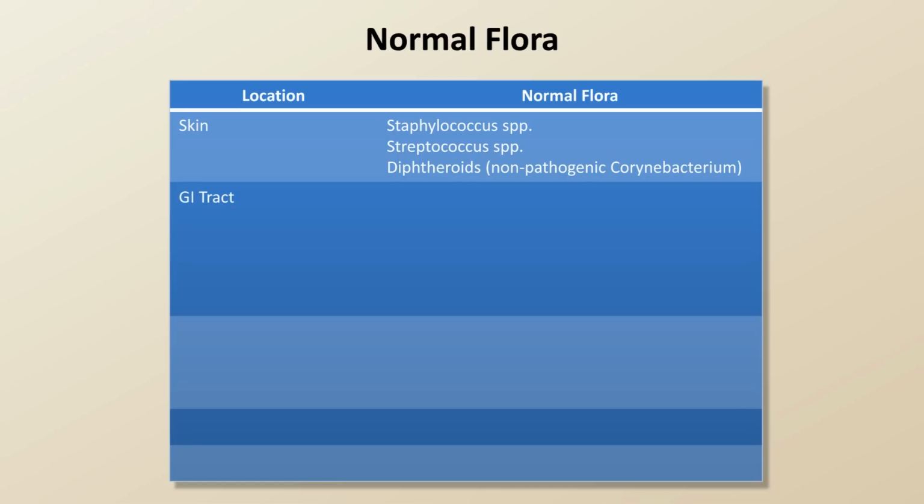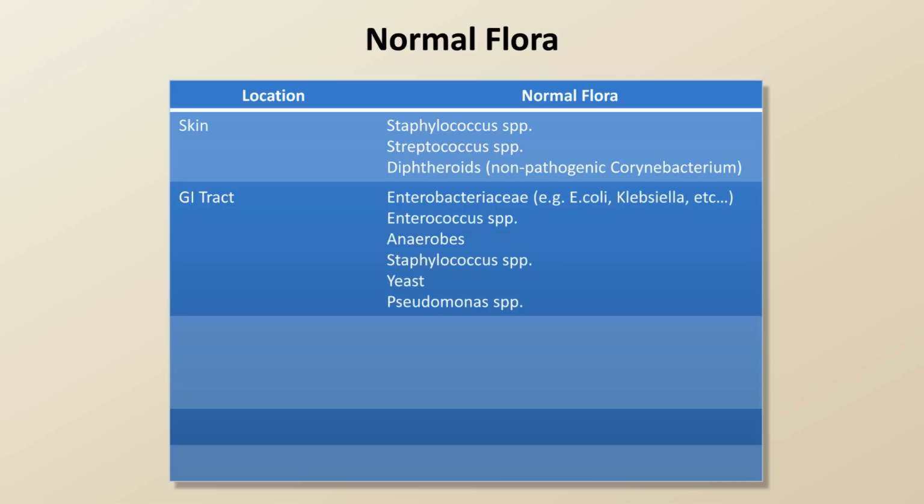The GI tract is full of dozens of bacterial species or more. The exact composition depends upon the specific location. In general, organisms which are universally present include many members of the Enterobacteriaceae family, such as E. coli, Klebsiella, Proteus, Enterobacter, and others. Enterococcus and various anaerobes, such as Bacteroides fragilis. Other organisms which may be part of an individual's normal flora in the GI tract include staph species, yeast, and Pseudomonas.